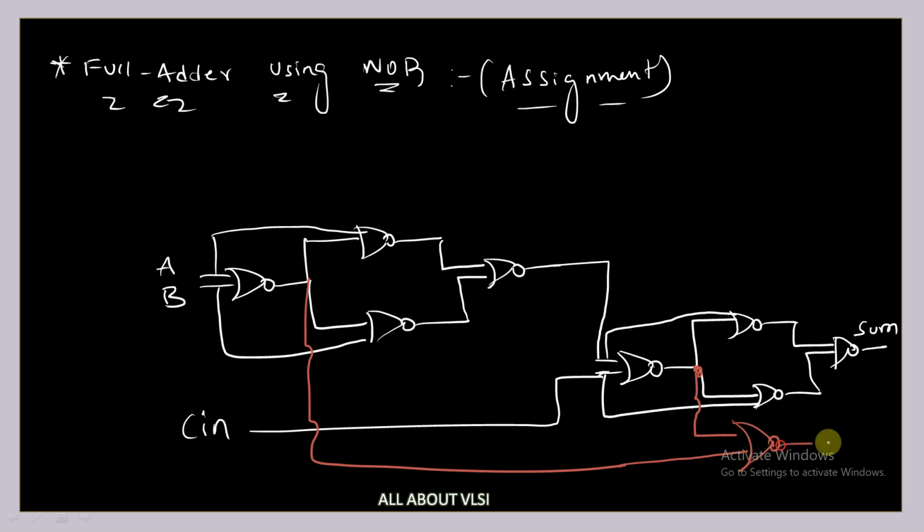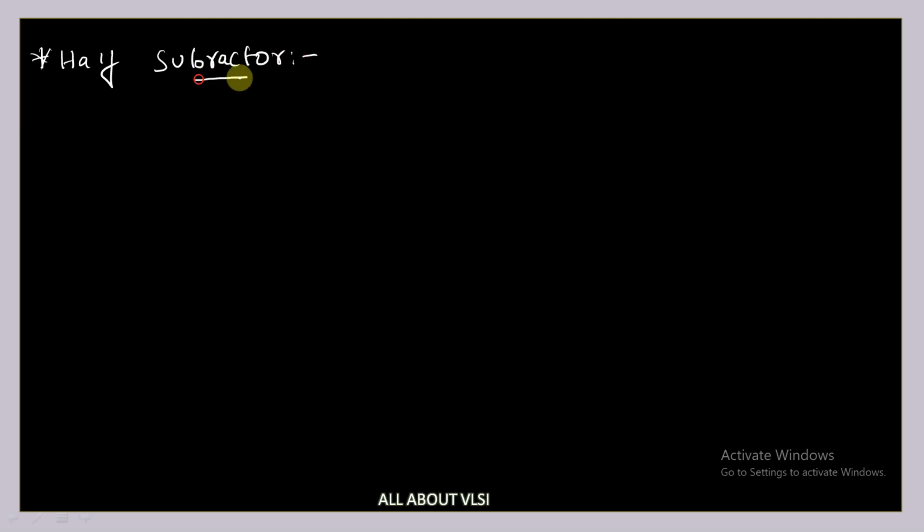So here we can give it to one more NOR gate. We are going to get carry. Okay. Is it clear for everyone? So a half subtractor, it is a circuit.